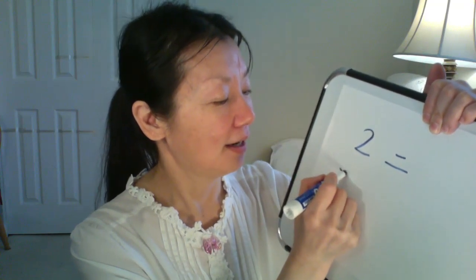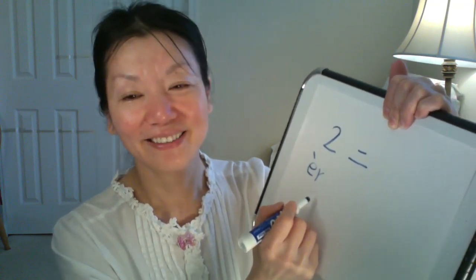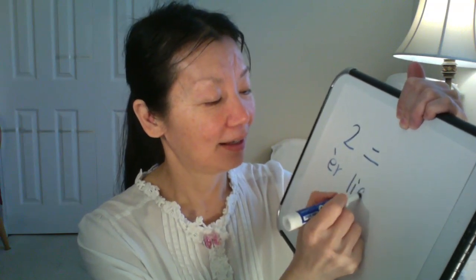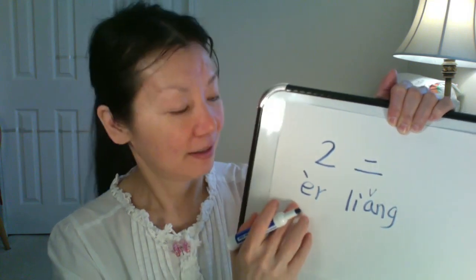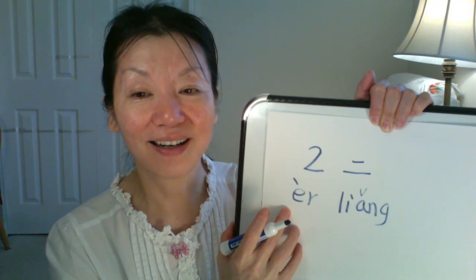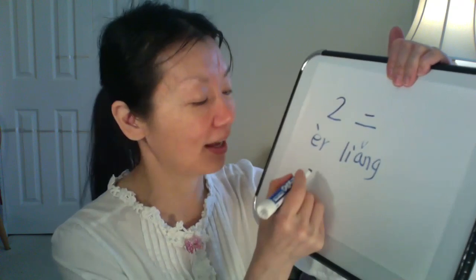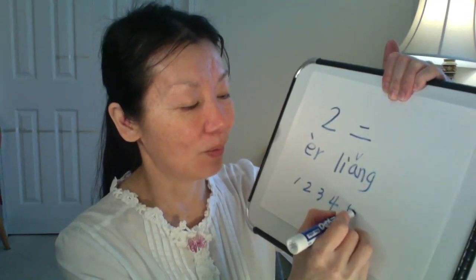Okay, now I say, èr, four tones. Or you can pronounce liǎng. You can write this number, you can write this character too, this one and this one both. You can pronounce èr, you can pronounce liǎng. When we pronounce èr, we count the numbers, we say 一、二、三、四, okay? We like to say èr when we count the numbers, 一、二、三、四、五, and so on.